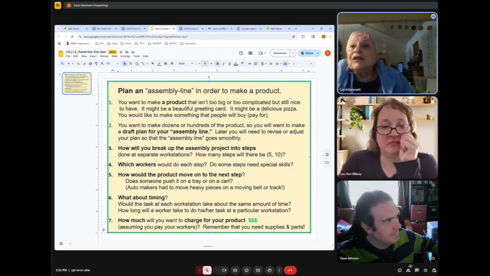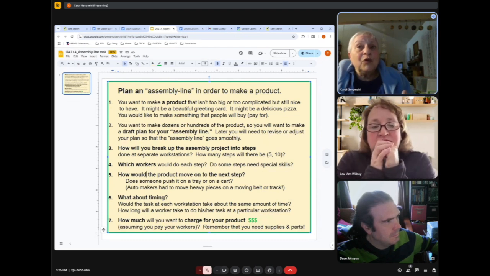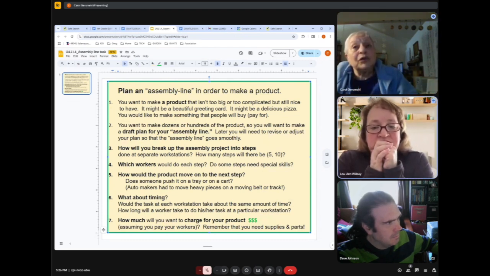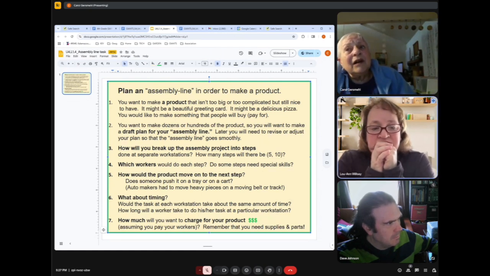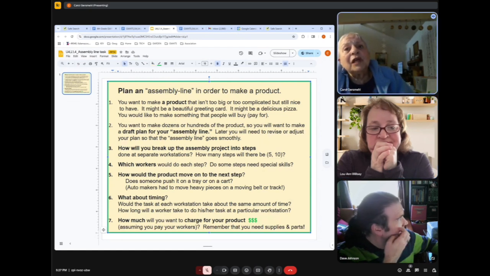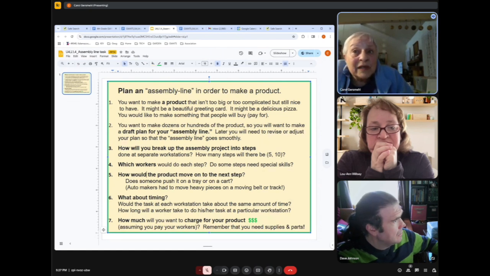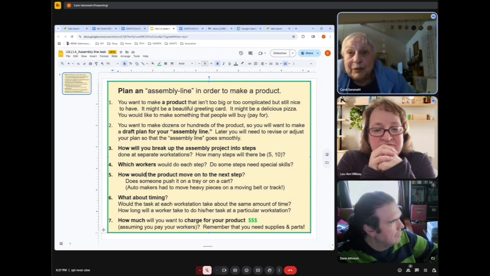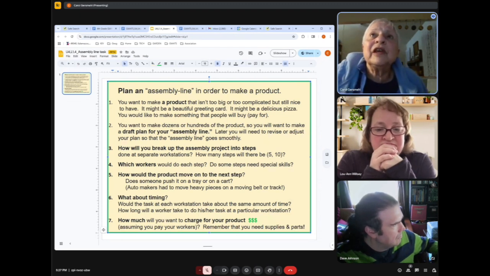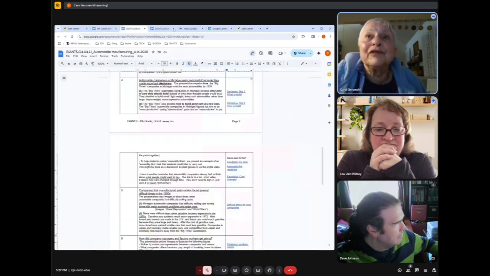They also have to figure out how they're going to move what is done at workstation number 1 to workstation number 2. They're going to have to figure out timing. Are people going to spend too long at step number 3, and everybody at step number 4 has to wait? Finally, they're going to have to decide how much they're going to charge for their product. So that's an example, trying to bring this out of huge factories and down to 4th grade.